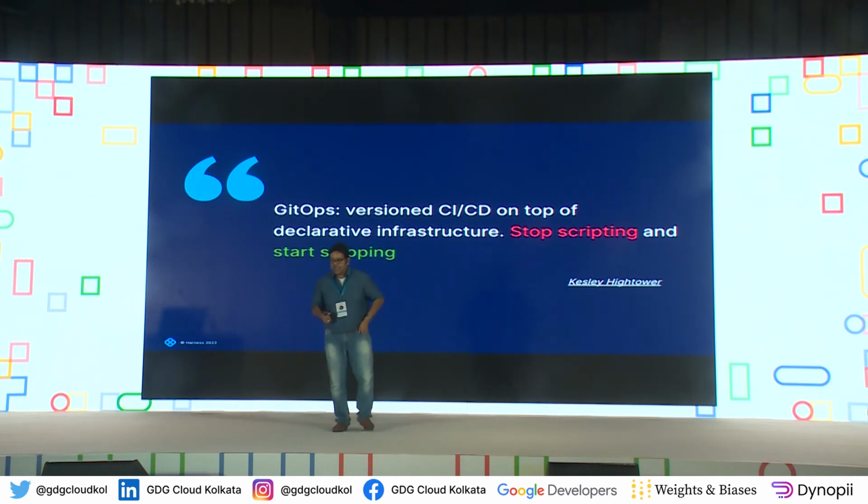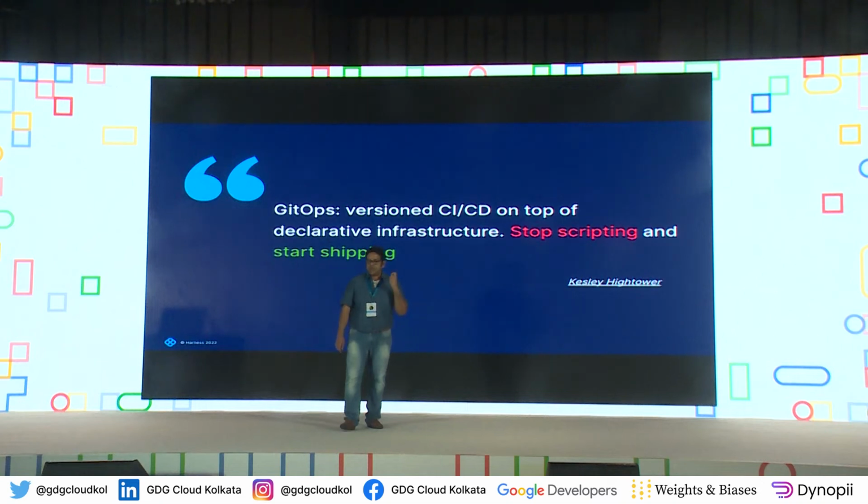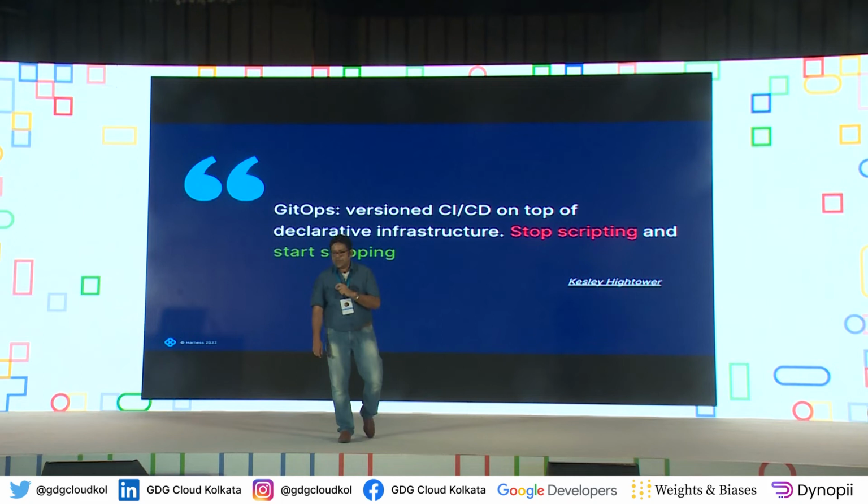So this is one of Kelsey Hightower's tweets I like a lot. He says, GitOps means version CI/CD on top of declarative infrastructure, because Kubernetes is all declarative. I have a manifest which does the deployment, I have images, I have services, PVCs, persistent volumes, persistent volume claims. Everything is there, right? Then why can't I do this with GitOps itself, right? Stop scripting and start shipping. So that's what I like, that's why I highlighted that.